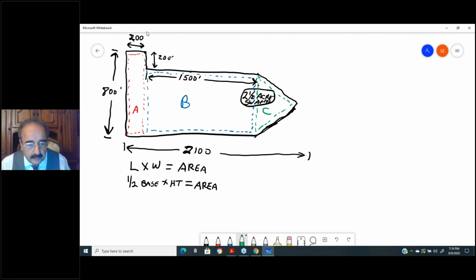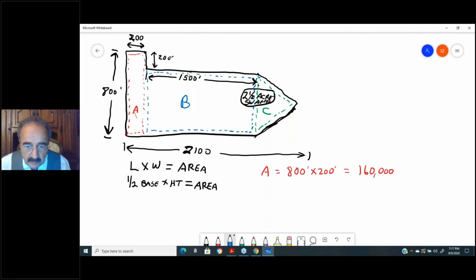So, section A, you see it's 200 feet up here by 800 feet. Section A, length times width, 800 feet by 200 feet equals 160,000 square feet. And if anyone has any questions as I'm doing this, I'm here to help you.